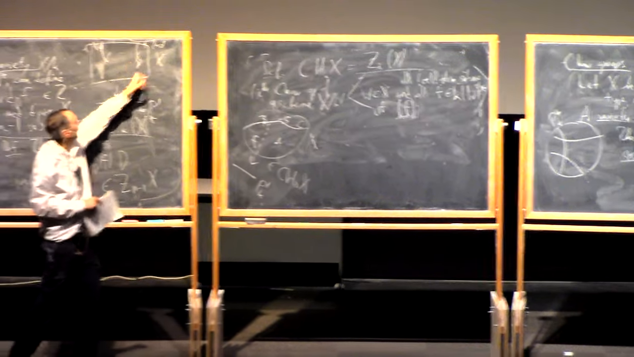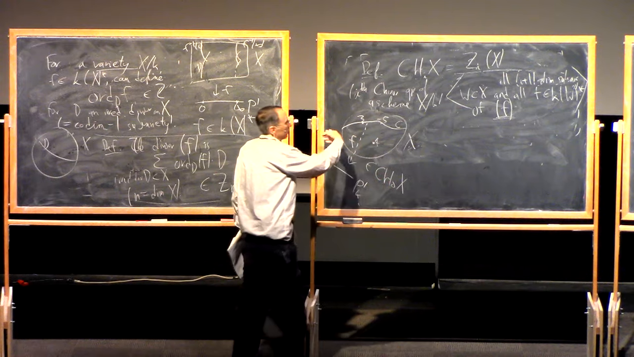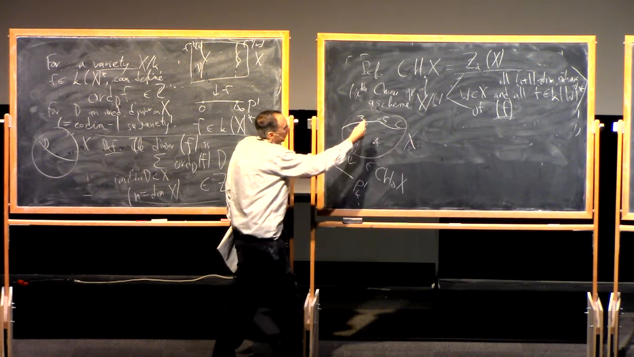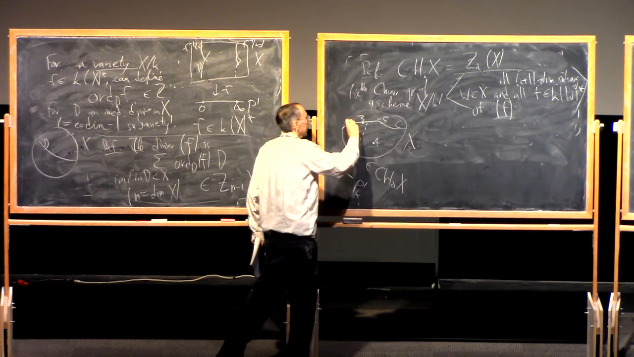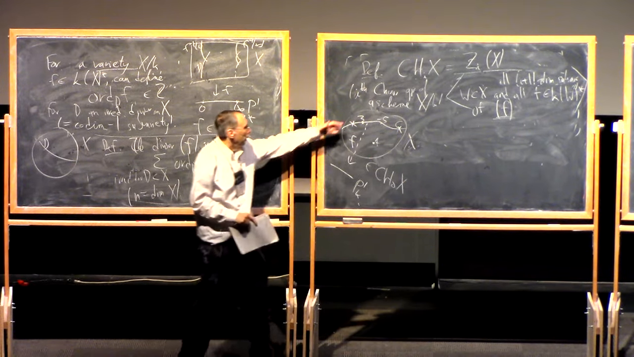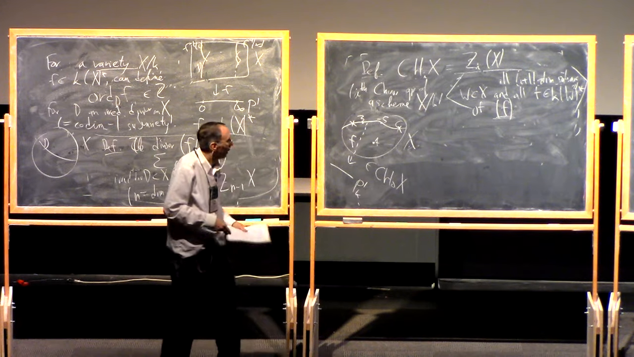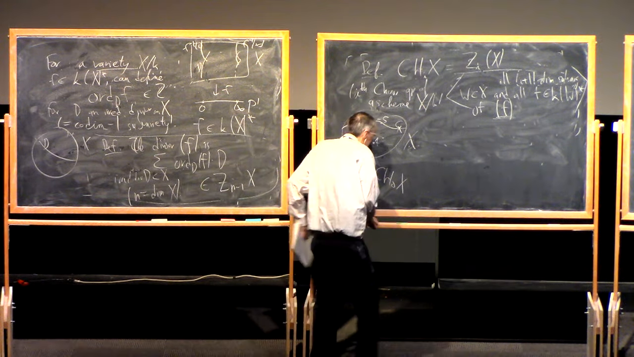Where the function is infinity, I count that with a negative sign, and I count that whole expression as being zero. So for example, if this curve is just isomorphic to P1, and this map was an isomorphism, I'd be declaring that this point is equal to that point. But I'm considering all different rational functions and all different curves.